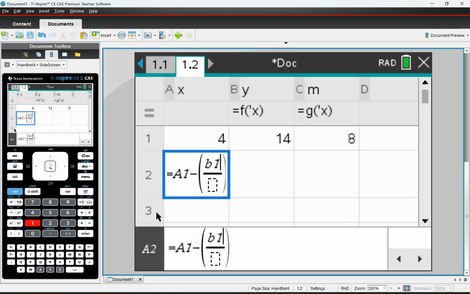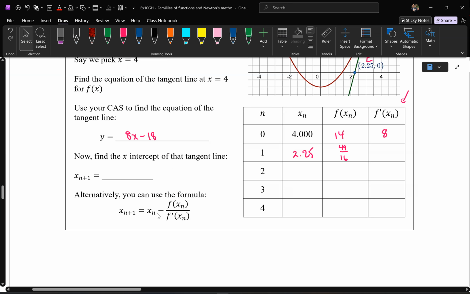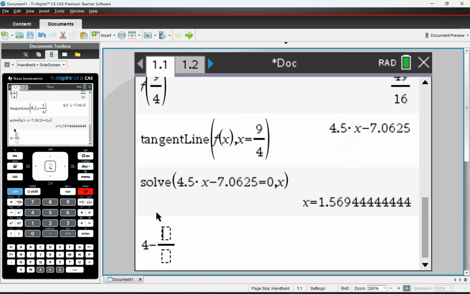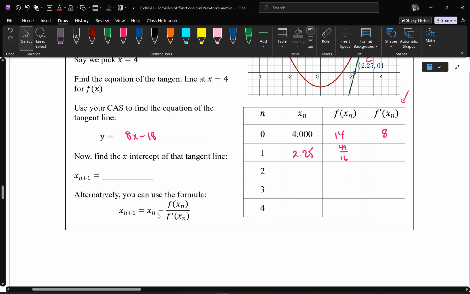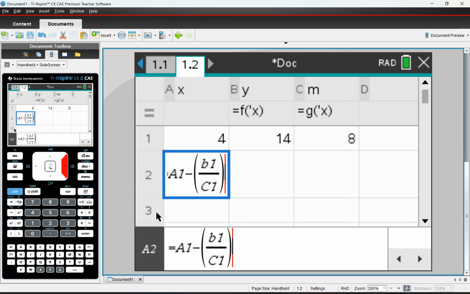Circular. Why is it circular? Where did I go wrong? Should be 4 take away 14 divided by 8, isn't it? What did I do? 4 take away 14 divided by 8. Yeah, it's correct. What did I do? C, A1. No, where did I go wrong?